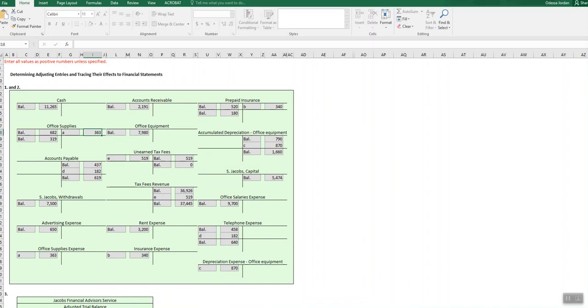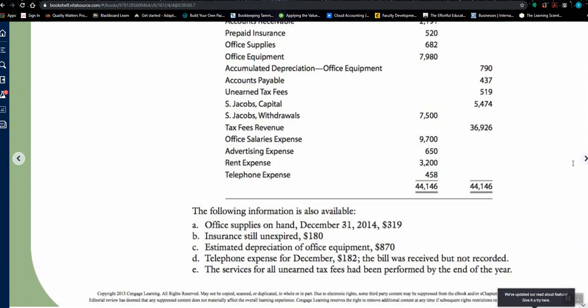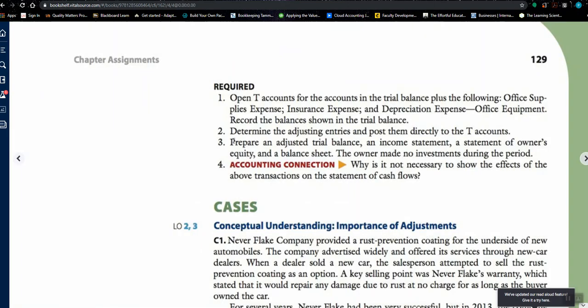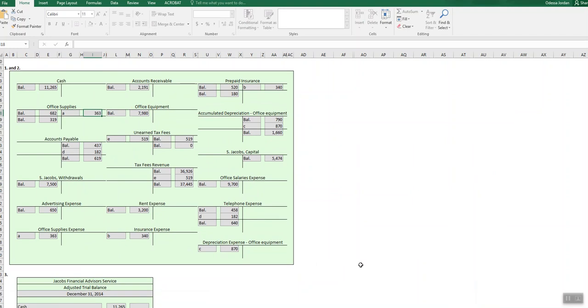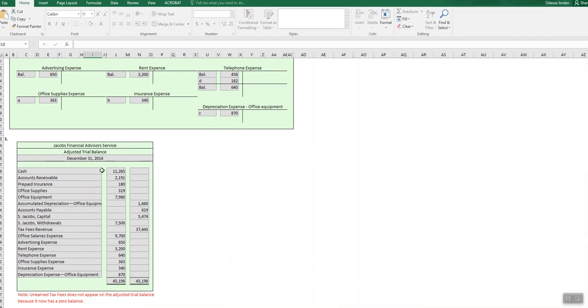So once you've put in that information, you want to go to the next requirement, which says, okay, number 3, prepare an adjusted trial balance, the income statement, and a statement of owner's equity and balance sheet now that you've updated the T accounts. So I take the ending balances and I'm able to create the adjusted trial balance. So here's what you do. You update the adjusted trial balance based on the ending balances of what you have now. And so here we can see what it would look like if you've done it correctly.